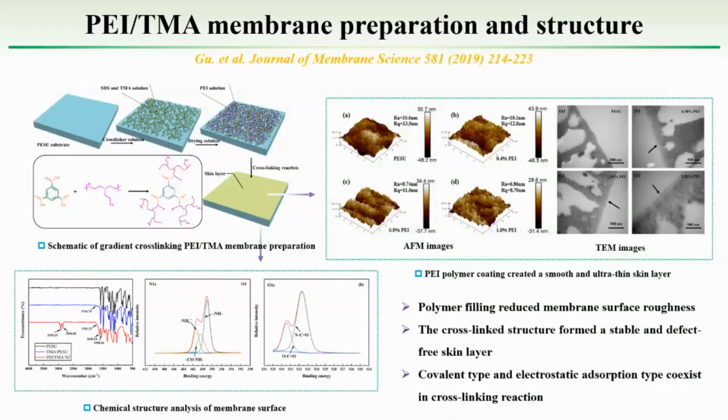To prepare the PEI-TMA membrane, we distribute the cross-linking agent solution and the PEI solution on the PES membrane surface. This formed an ultra-thin and smooth polymer coating. Covalent cross-linking and electrostatic combination gave the composite layer great stability and permeability. FTIR and XPS analysis can prove this.